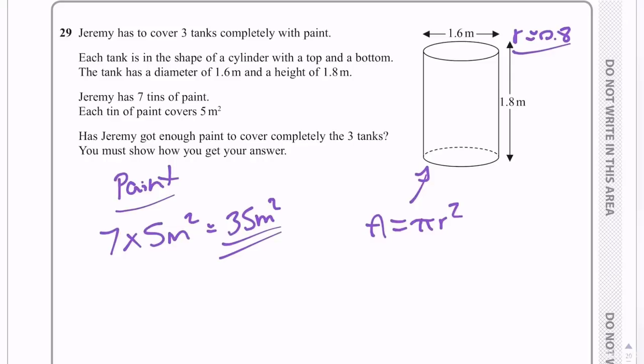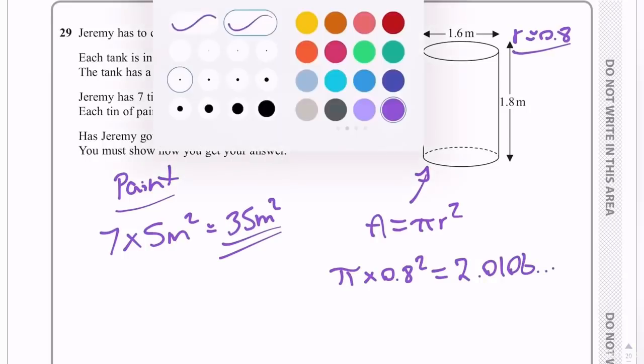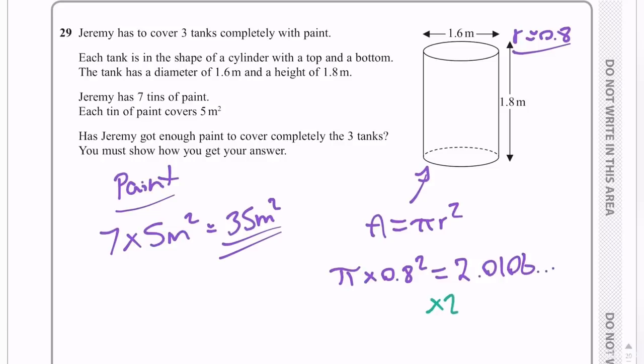So if we work out the area of the circle, we get pi times 0.8 squared. And working that out in the calculator, pi times 0.8 squared gives us an answer of 2.0106 and a few more decimals, and we've got 2 of those circles, one on the top and one on the bottom, so let's double that straight away. So times that by 2 again on the calculator, and you get 4.0212, again a few more decimals. Now that's the circular face, the top one and the bottom one.